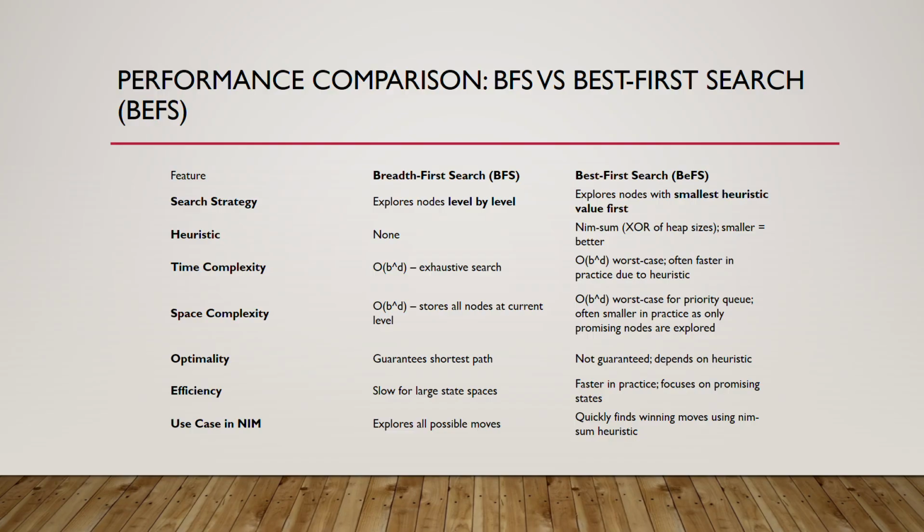The space complexity of BFS is order of B to the power D, and BEFS is also order of B to the power D, but it's often smaller in practice as only the promising nodes are explored. BFS always guarantees the shortest path, whereas in BEFS, the shortest path is not always guaranteed. It depends on the heuristic which we consider. BFS is slow for large state spaces, whereas BEFS is faster in practice. BFS explores all the possible moves, whereas BEFS quickly finds the winning moves and uses the nim sum heuristic.